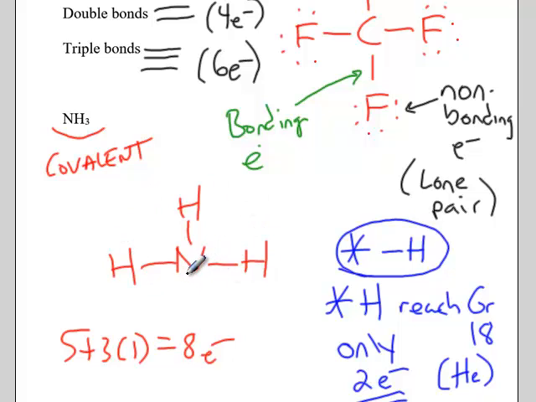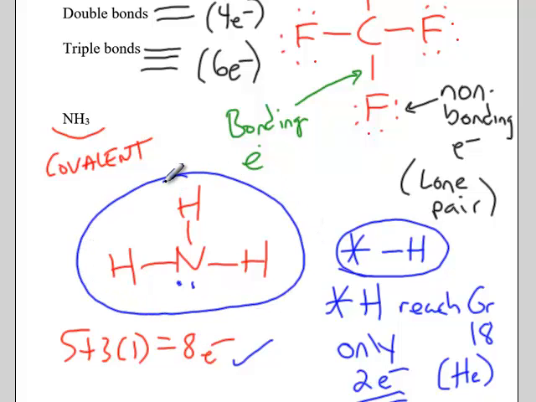The nitrogen, however, is trying to get to group 18. It needs 8 electrons, and right now it only has 6. So we can give it 2 more, and that matches all 8 electrons that we have to use up in this picture. So this is the correct Lewis structure of ammonia.